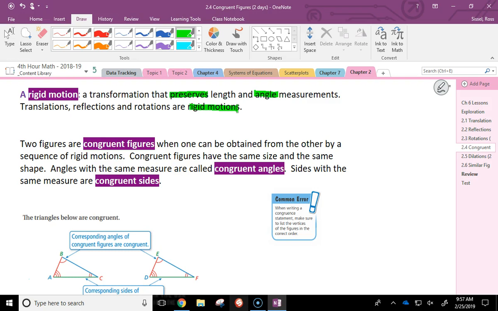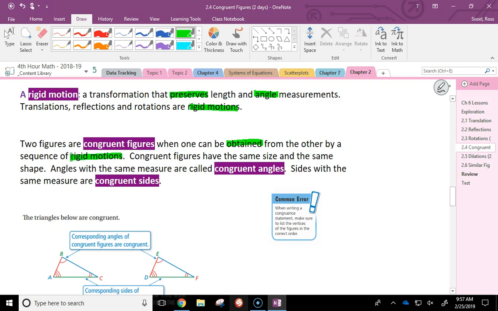Gentlemen, let's begin this copy down. Okay, two figures are congruent when one can be obtained from the other by a sequence of rigid motions. I'm highlighting what is going in your guys' blanks.